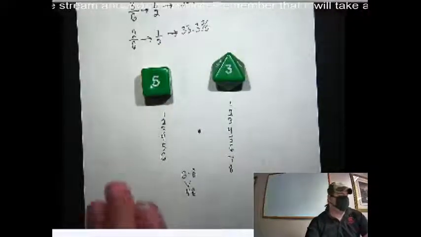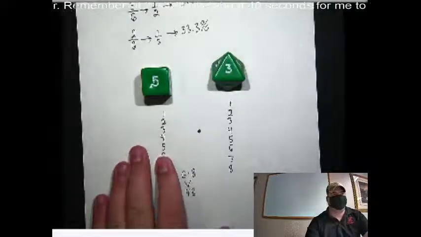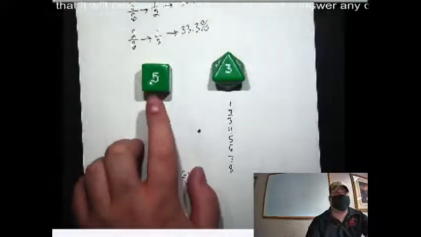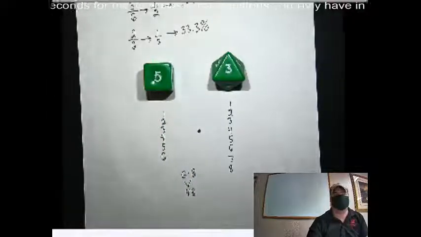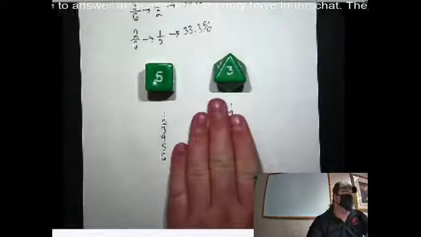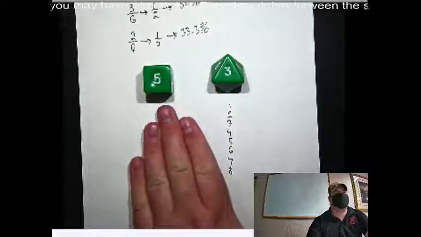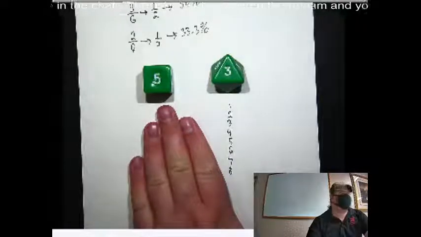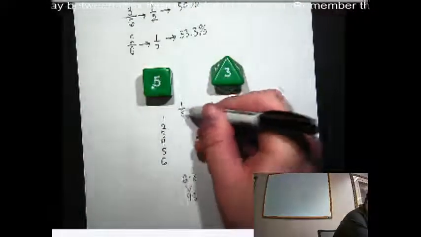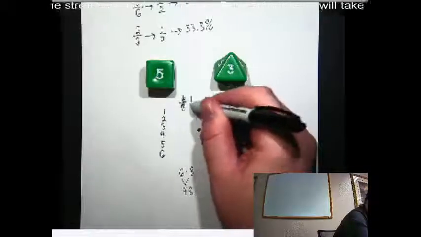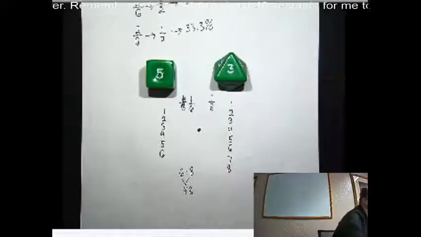All right, well, what's the probability of me rolling, again, a 5 on this die? What's the probability of rolling a 5? Yeah, just on that one. Probability of rolling a 5. 1 out of 6. Probability of me rolling a 3 on this one. 1 out of 8. So we have a probability of 1 out of 6 on that, and a probability of 1 out of 8 on this one.